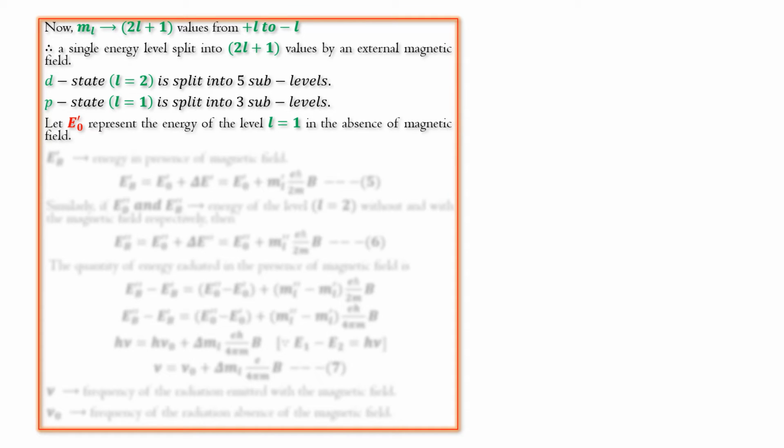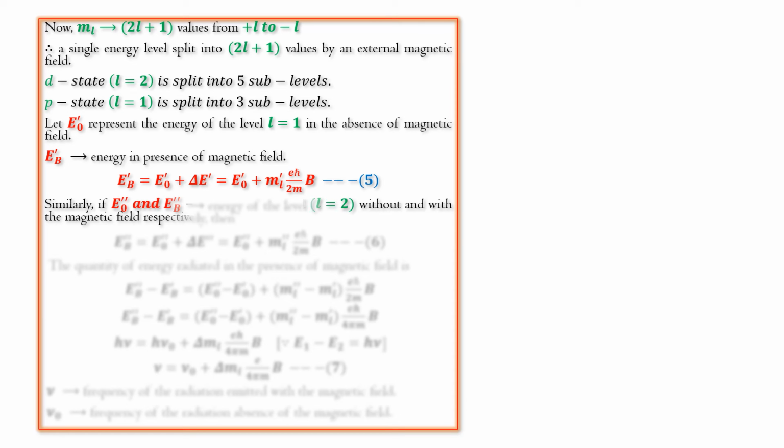Then E naught dash represents the energy of the level L equal to 1 in the absence of magnetic field, whereas E dash B gives the energy in the presence of magnetic field. So we can write E dash B equal to E naught dash plus del E dash, equal to E naught dash plus ML dash e h cross by 2m into B, equation number 5.